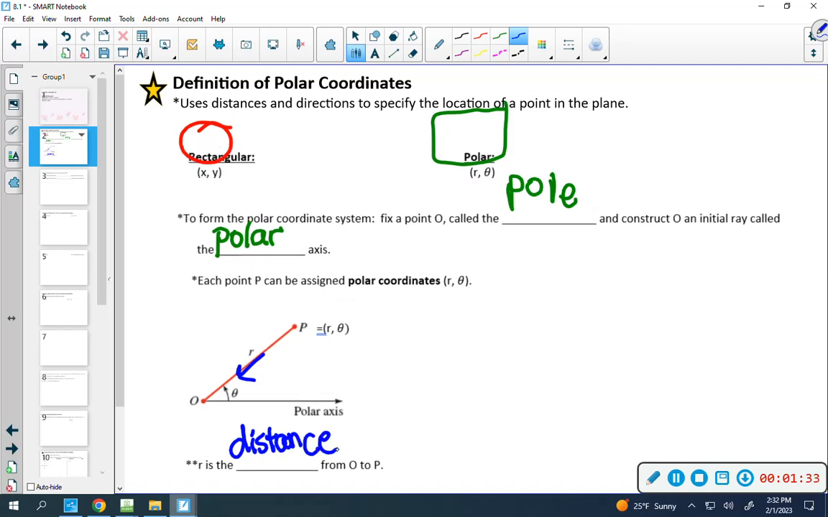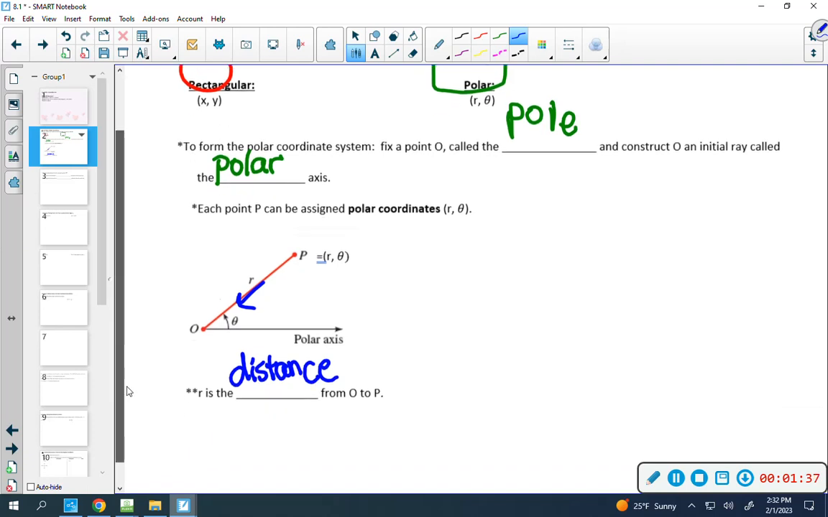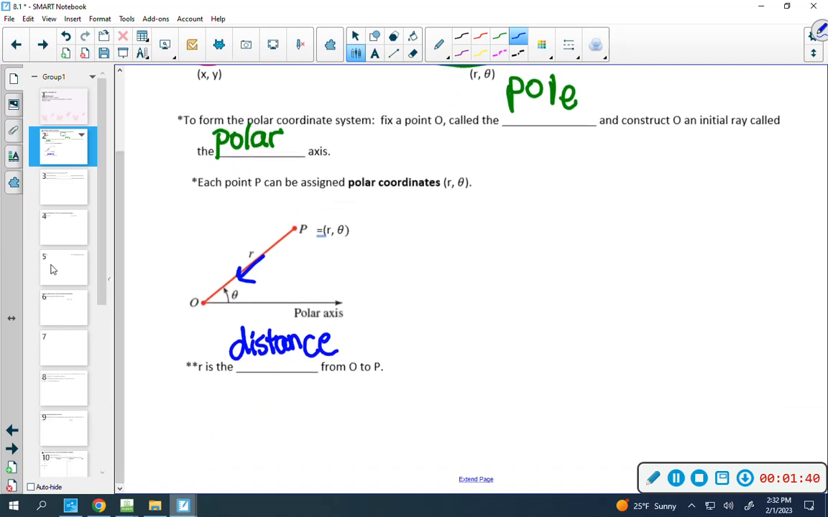This is a pain to write on, but we're going to do what we got to do. The distance from O to P. So that is your radius, just for the record.